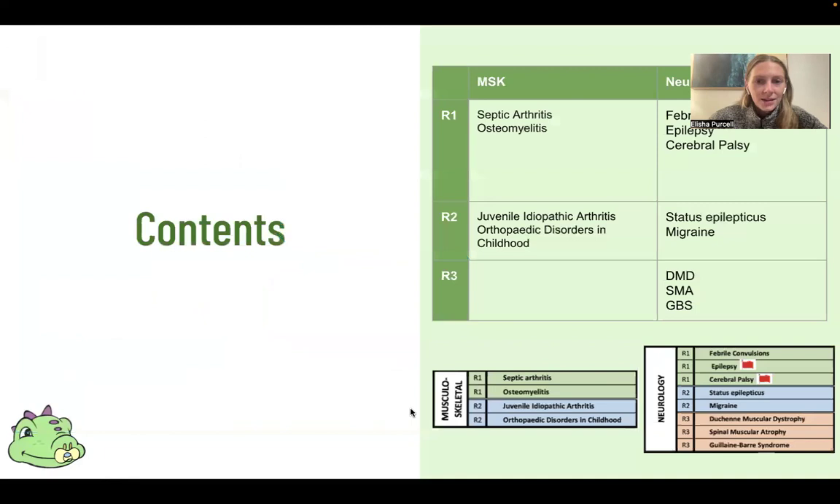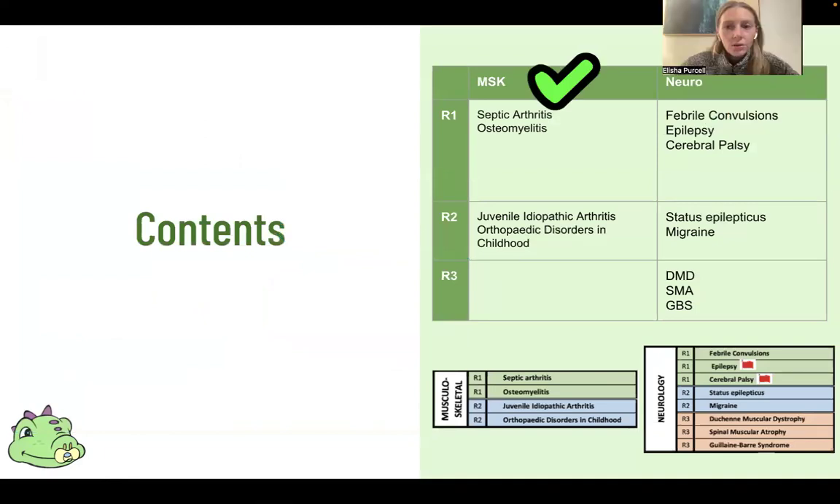Alrighty, guys. So that is MSK done. We'll go through a similar format for our neurology conditions. For our ones, we've got febrile convulsions, epilepsy, cerebral palsy, and there are quite a lot of other seizure conditions that do come up on FAQs that fall within these. And our twos: status epilepticus, migraine, Duchenne muscular dystrophy, spinal muscular atrophy, and Guillain-Barre syndrome.